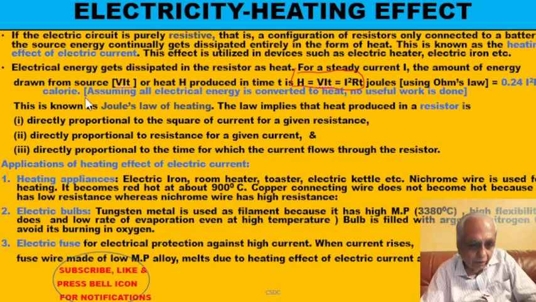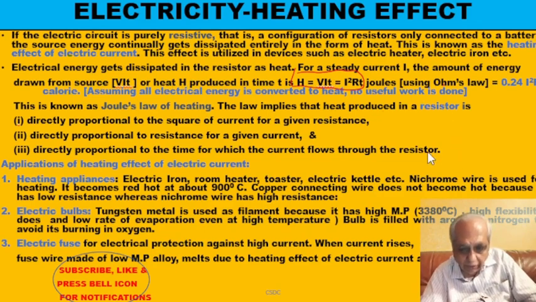Now, let us see the applications of this heating effect of electric current. As I told you, it is being used in electric iron, room heater, toaster, electric kettle. There we are using nichrome wire, so that when this wire becomes hot at about 900 degrees Celsius, even then it will not get oxidized and its life is reasonably good.